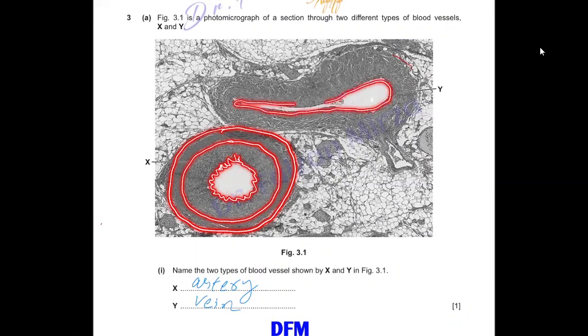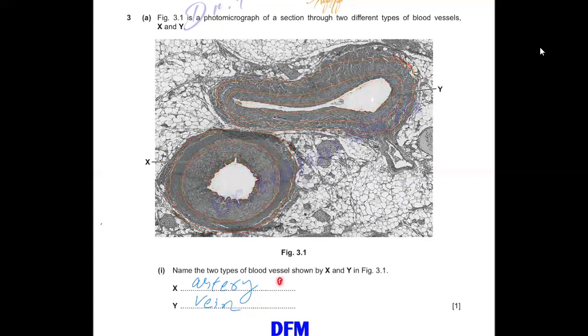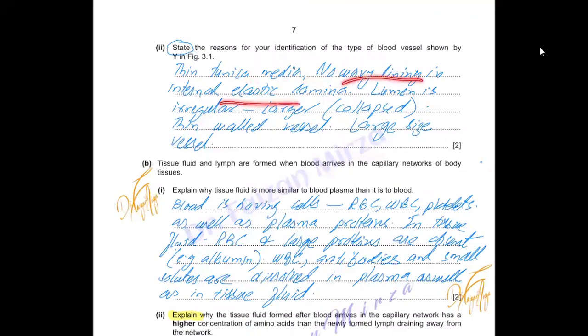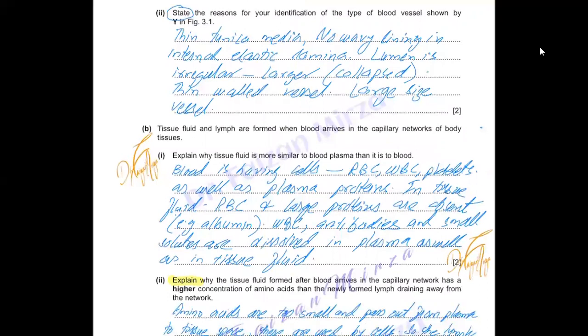So vein, you can see that this vessel Y is a vein because it has a larger lumen. So yes, you can just add all the labels here, just for your own education, so we know X is the artery and which one is the vein. They're asking you the reason for identification of the type of blood vessel shown by the figure Y. This tunica media is thin. There is no wavy lining in the internal elastic lamina. Lumen is irregular, large, collapsed, thin walled vessel, large size vessels. That must be vein. They are saying tissue fluid and lymph are formed when the blood arrives in the capillary network of the tissue.